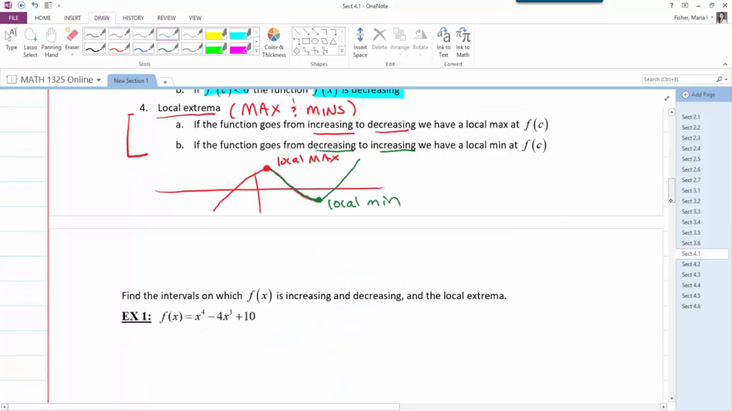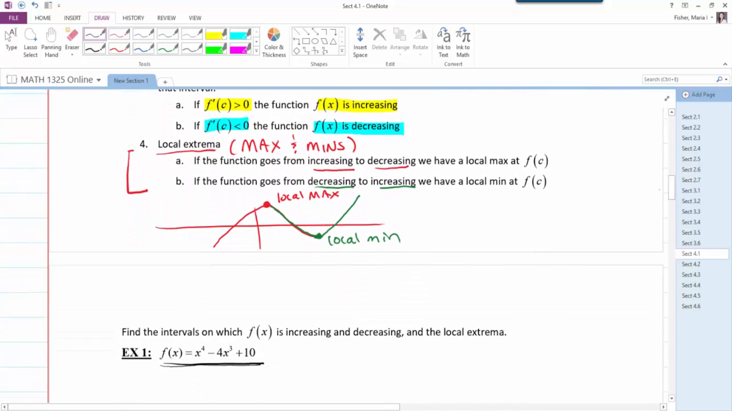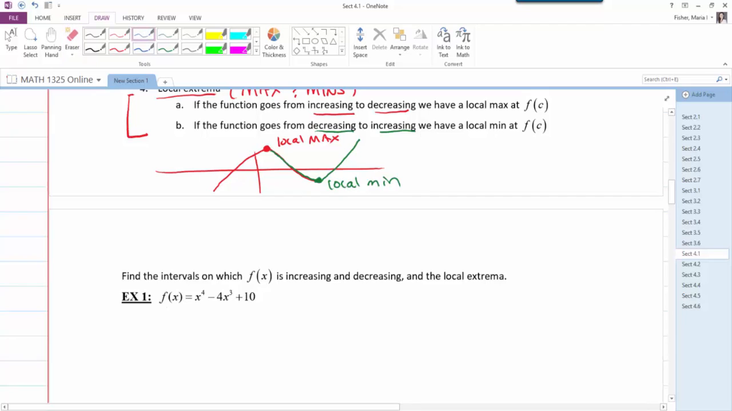All right, let's find the intervals of which a function is increasing and decreasing and find the local extrema. In order to do this, if I want to figure out where this guy is increasing and decreasing, I need to do this first derivative test. So step 1 told us that what we had to do was find f prime of x. We have to find the first derivative. So if this is f of x and I want to find the first derivative, f prime of x is going to equal 4x cubed minus 12x squared plus 0, and we don't need to write that.